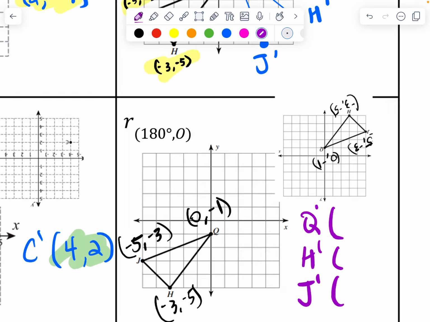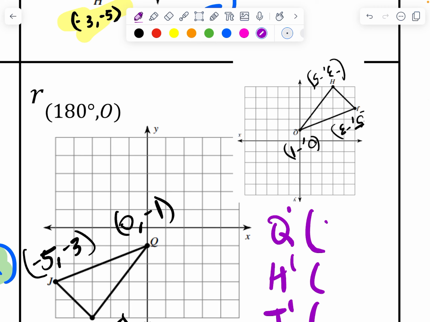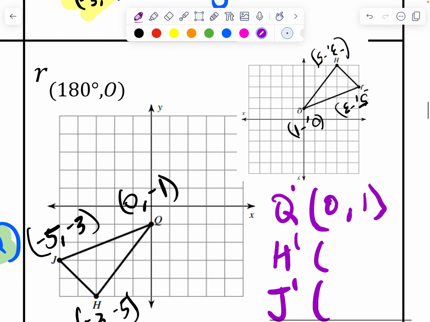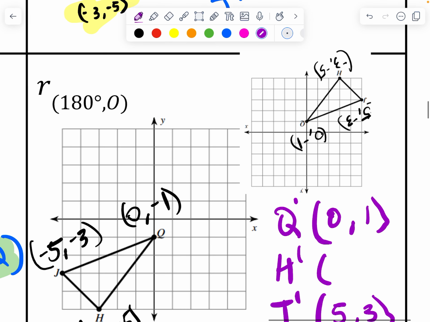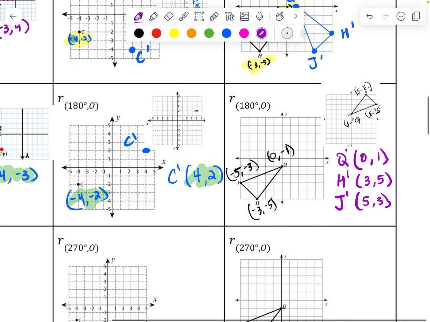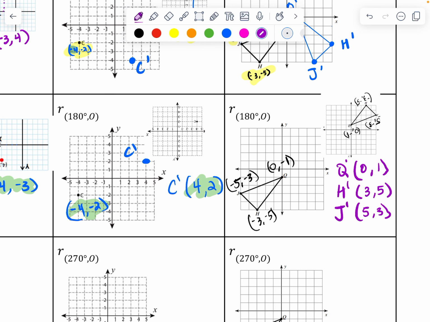So Q prime is 0, 1. J is 5, 3. And H is 3, 5. Y'all, we just made all the signs positive. Much easier on this one. 0, 1 is Q prime. H was 3, 5. And J prime was 5, 3. I covered it up a little bit, but that's okay. Should be the exact same shape.